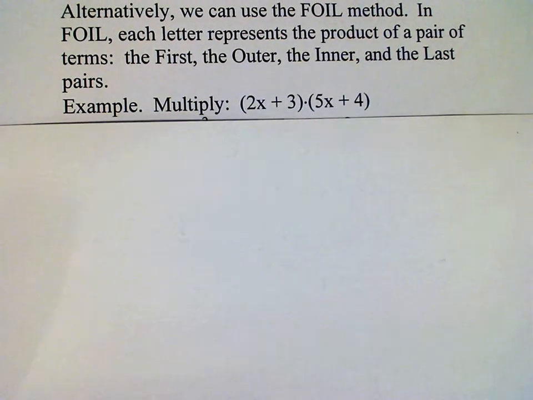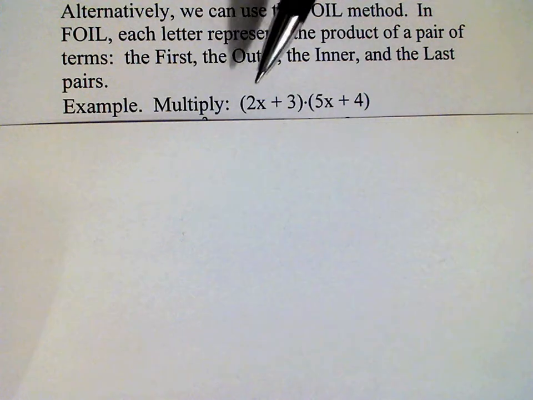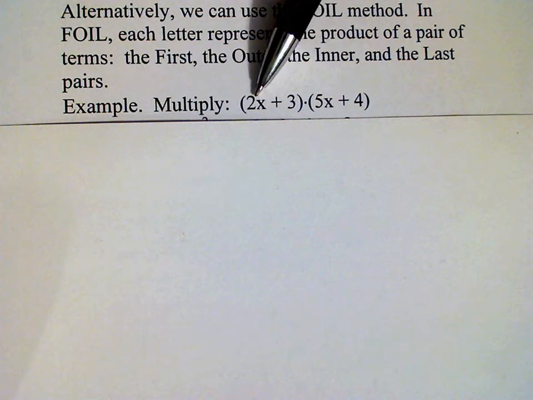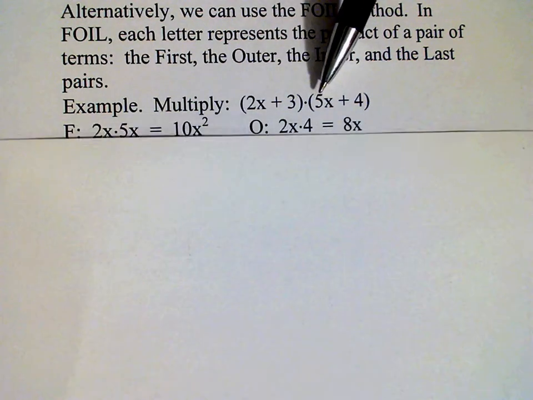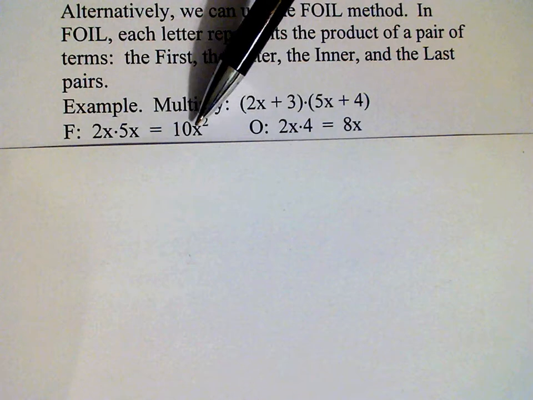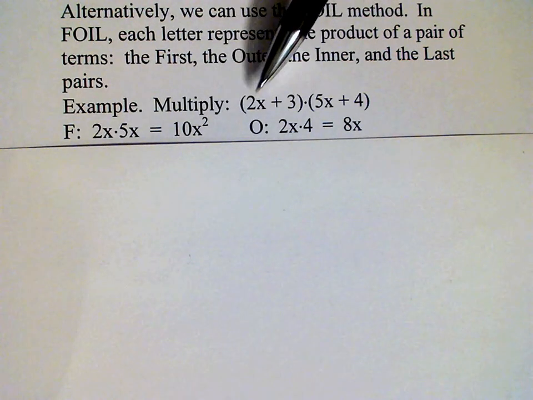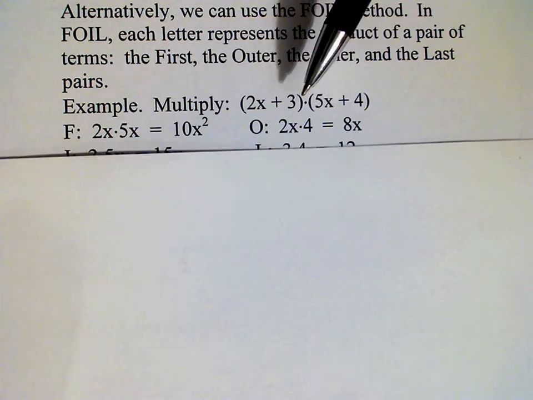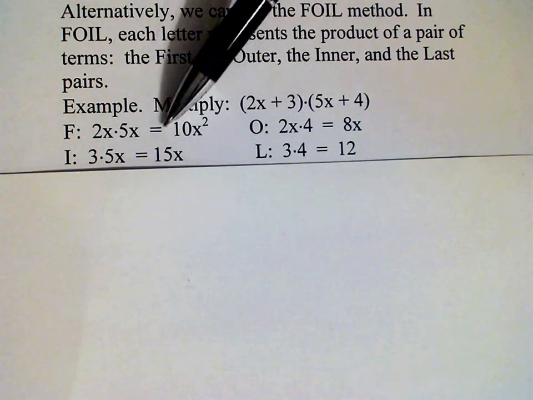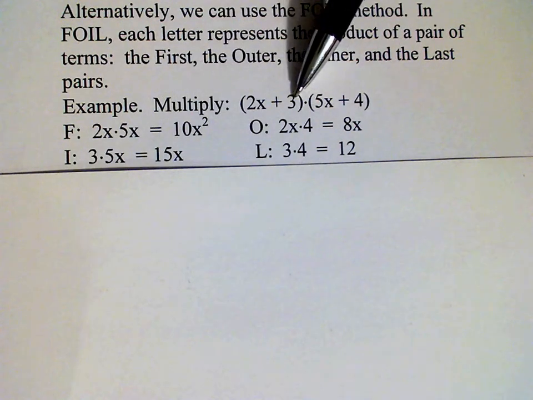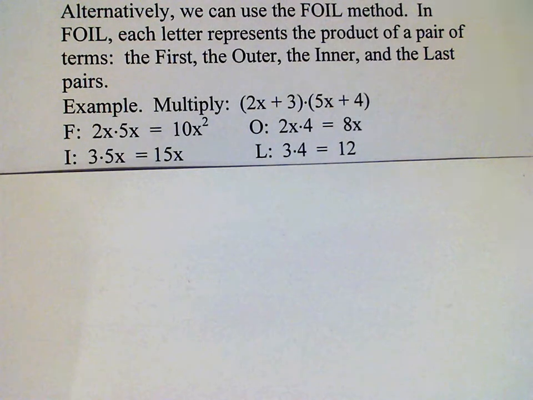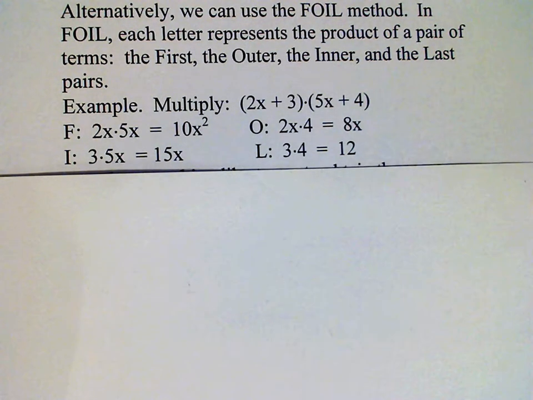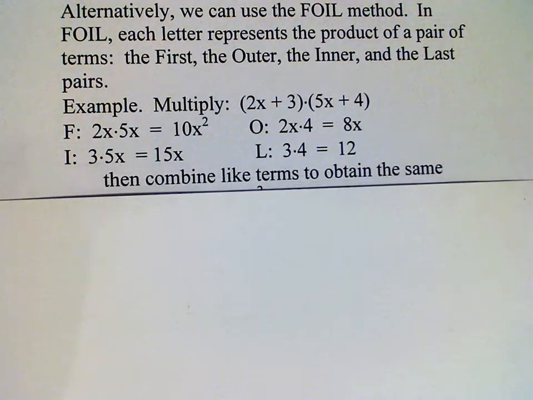Okay, so F, we take the first term in each pair, in each binomial. So that gives us 2x times 5x. That's F. It's 10x squared. Then O, the outer pair, 2x times 4 is 8x. I, the inner, 3 times 5x, 15x. And finally L, the last, 3 times 4 is 12. Okay, and again, 15x plus 8x will combine to give 23x. So we get the same answer as before.